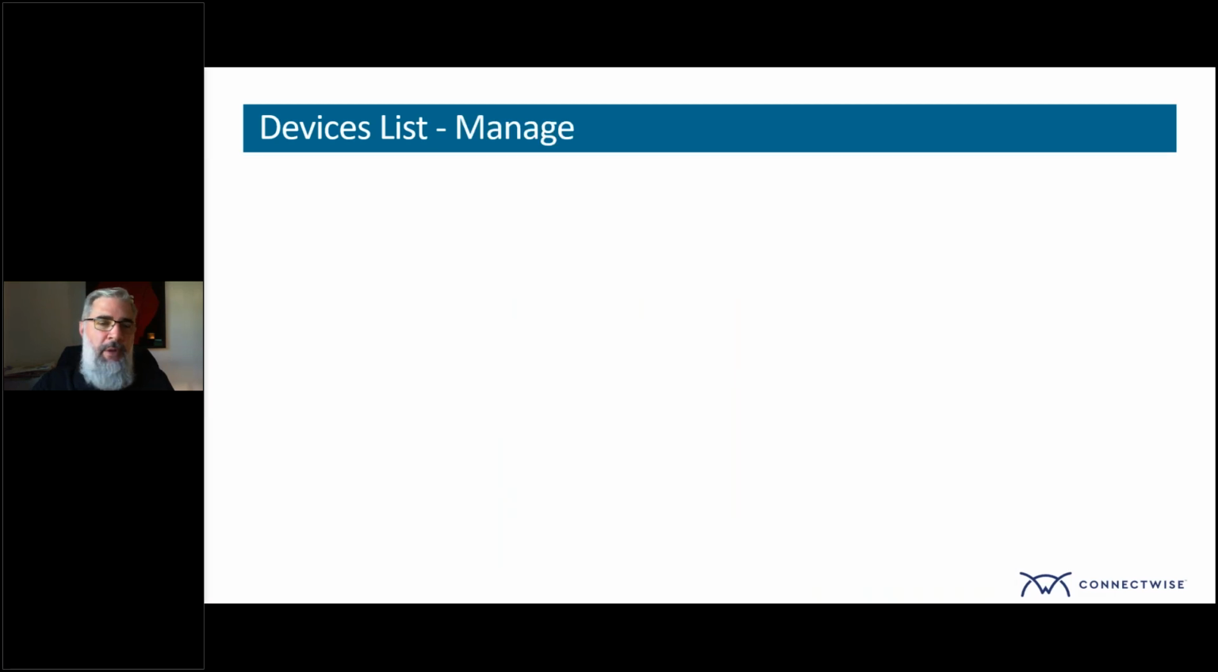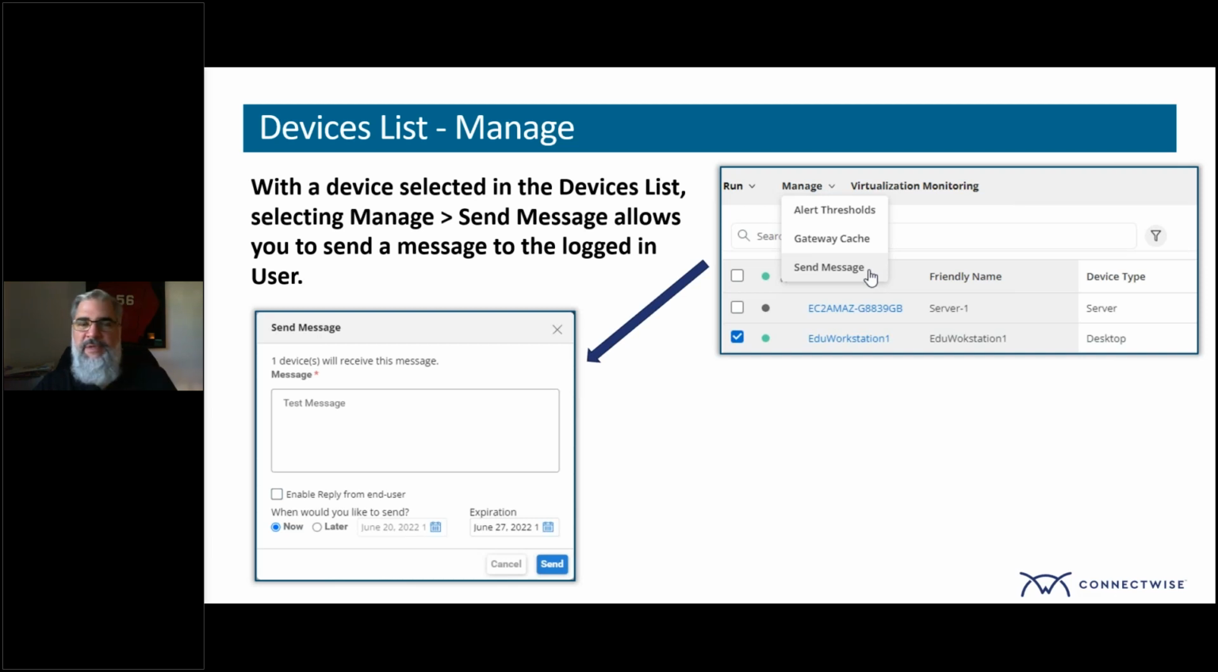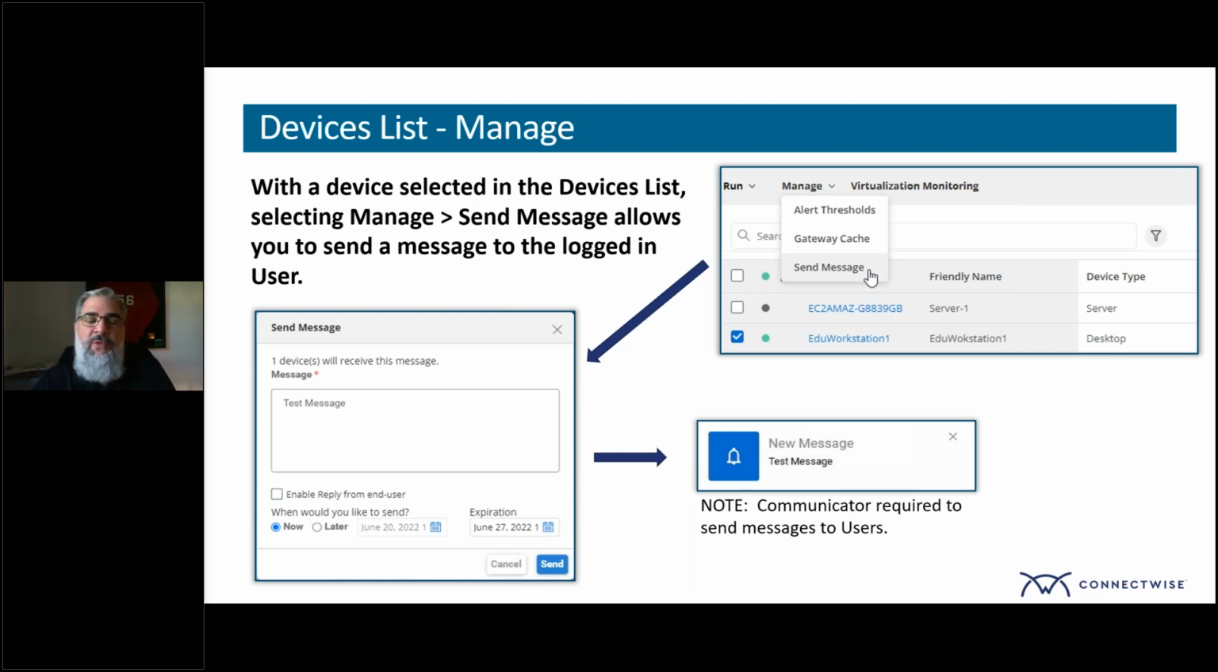Still, another thing I can do from this device list is send the end user a message. I'm using the same method there. I put a check in the checkbox and then I click on manage and send message. This is going to pop up this box. This is a message that I want to send to the end user. This is going to let me send them a notification. I obviously just chose test message, but maybe it's going to be something like, hi, I'm your technician and I'm ready to work on this issue. Is this a good time for me to remote in? When I send a test message like that, I click send. This is what they get on their end. Really important note here: they need to have the communicator installed.